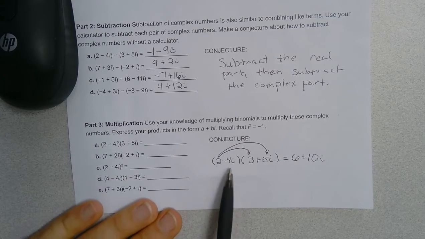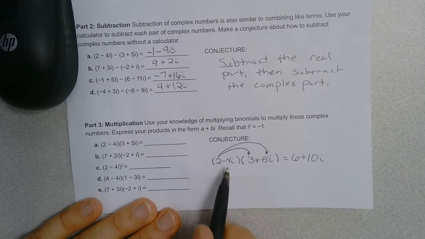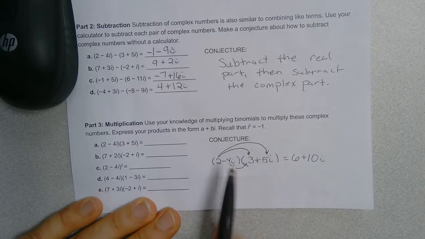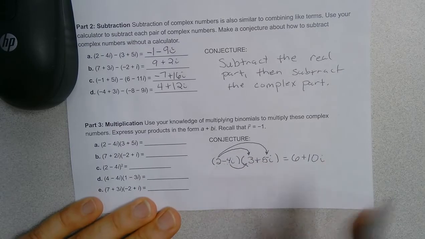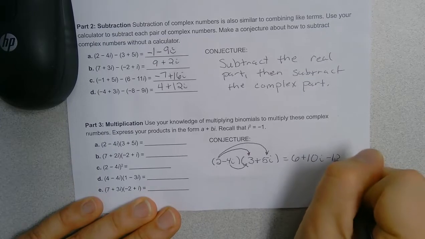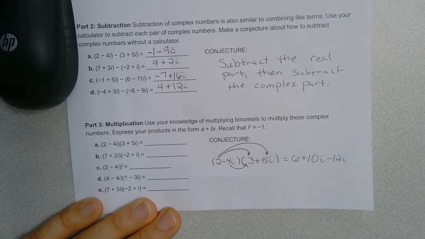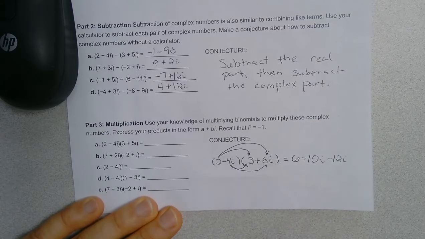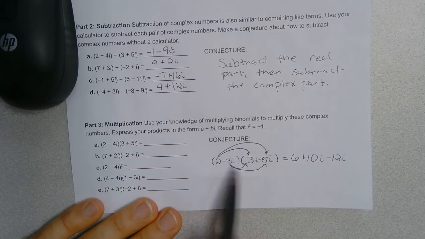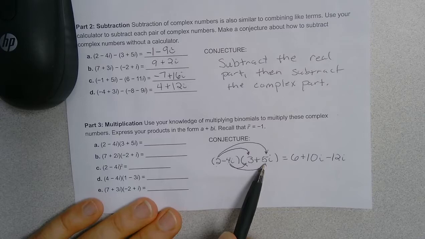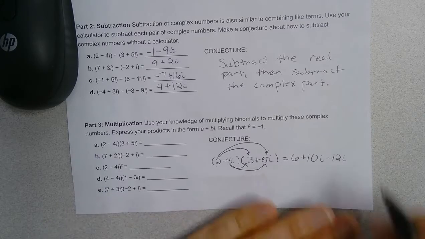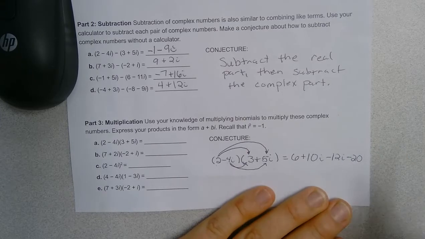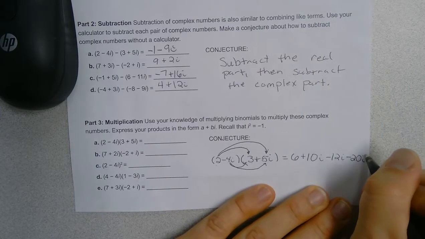And then we move on to the inside term. And we go negative 4 times 3, and negative 4 times 3 would be minus 12i. And then we go negative 4i times 5i. So negative 4 times 5 would be minus 20. And then i times i is going to give me i squared.